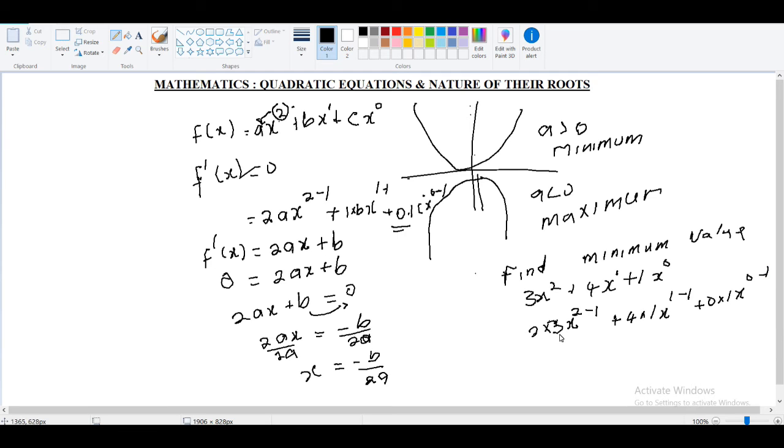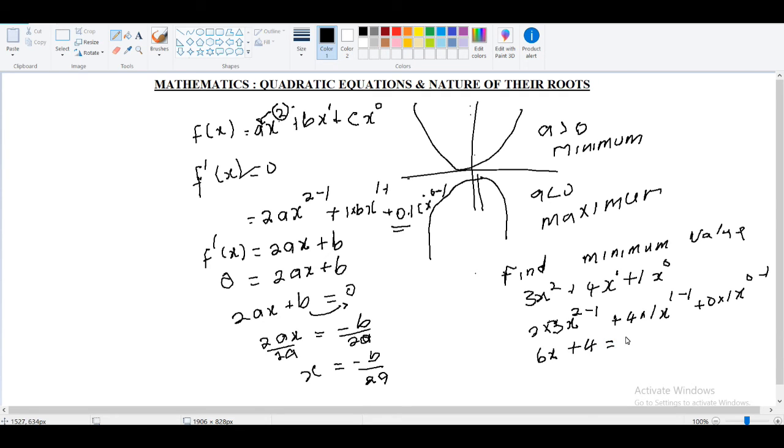So what do you get? You get 6x, because 2 times 3 is 6. Then here you have 2 minus 1, that means it's to the power 1, and anything to the power 1, you don't have to write. Then here you get plus 4, because 4 times 1, and x to the power 0 need not be written. Anything times 0 is 0, so the derivative of a constant is 0.